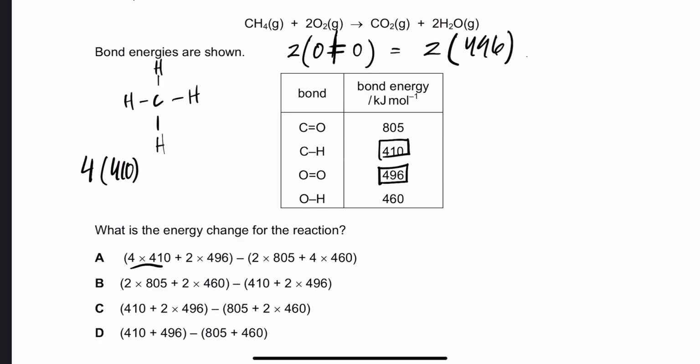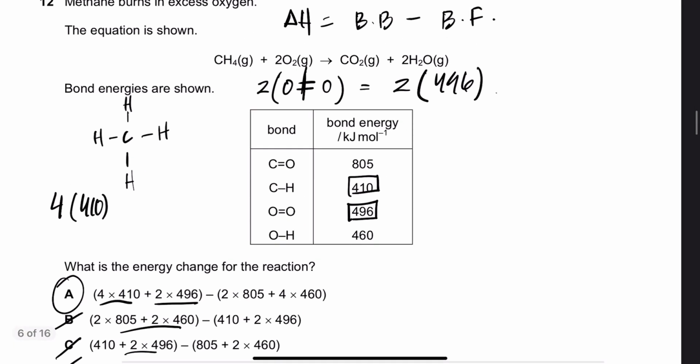And what you realize is I don't even have to do more. It's 4 times 410 plus 2 times 496, and the other options do not have all of this. So B, C, and D do not have this. So A is my answer. You can literally just stop here. But if you want to find the bonds formed, you can also do that.